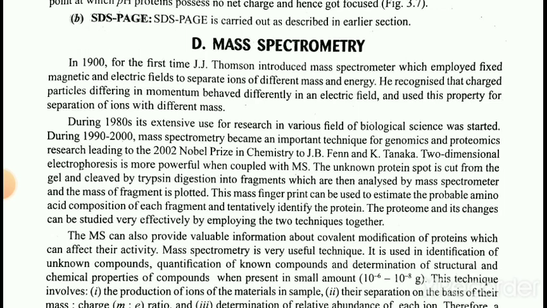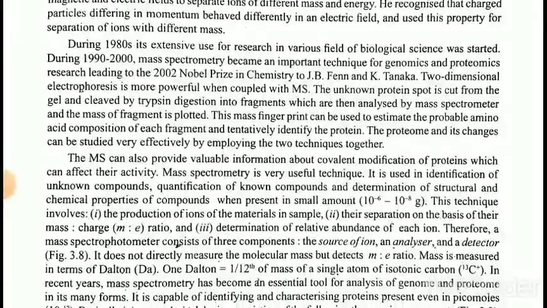The unknown protein spot is cut from the gel and cleaved by trypsin digestion into fragments, which are then analyzed by a mass spectrometer, and the mass of each fragment is plotted. This mass fingerprint can be used to estimate the probable amino acid composition of each fragment and tentatively identify the protein. The proteome and its changes can be studied very effectively by employing the two techniques together. The MS can also provide valuable information about covalent modification of proteins, which can affect their activity.